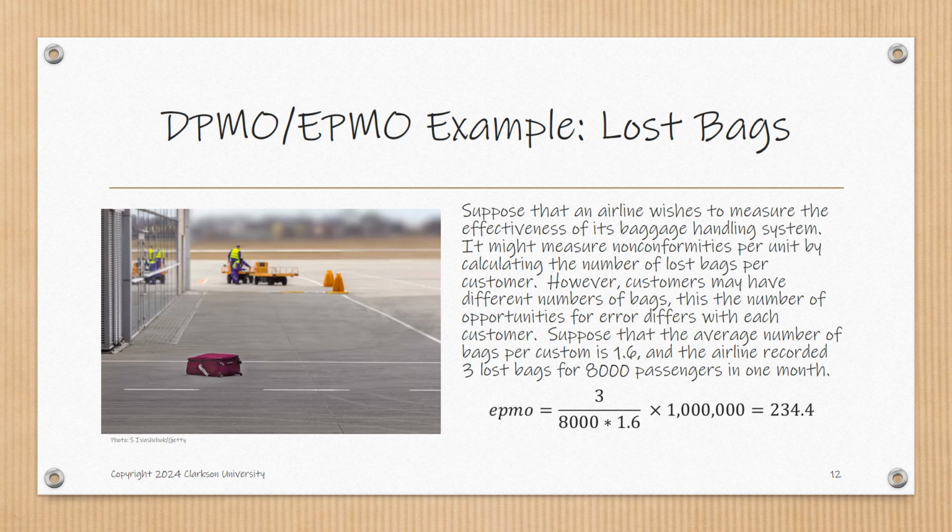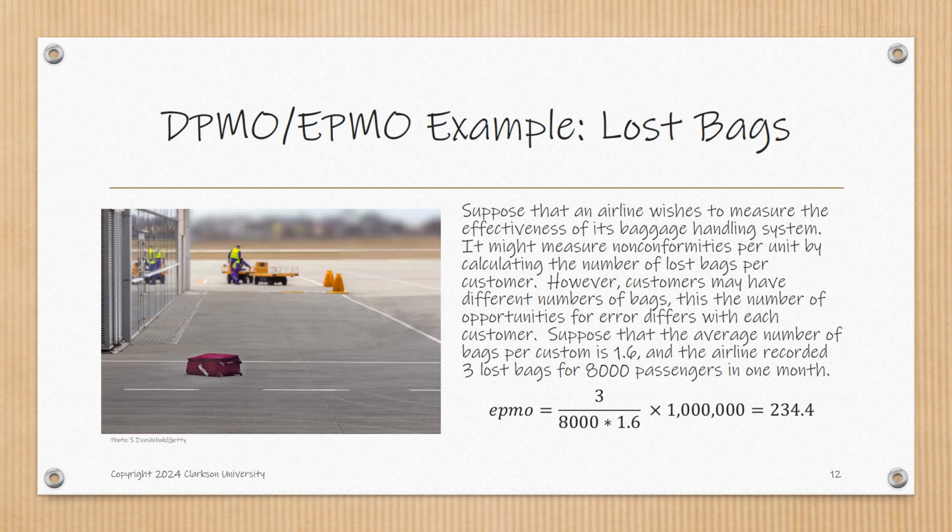Suppose that an airline wishes to measure the effectiveness of its baggage handling system. It might measure nonconformances per unit by calculating the number of lost bags per customer. However, customers may have different numbers of bags, thus the number of opportunities for error differs with each customer.